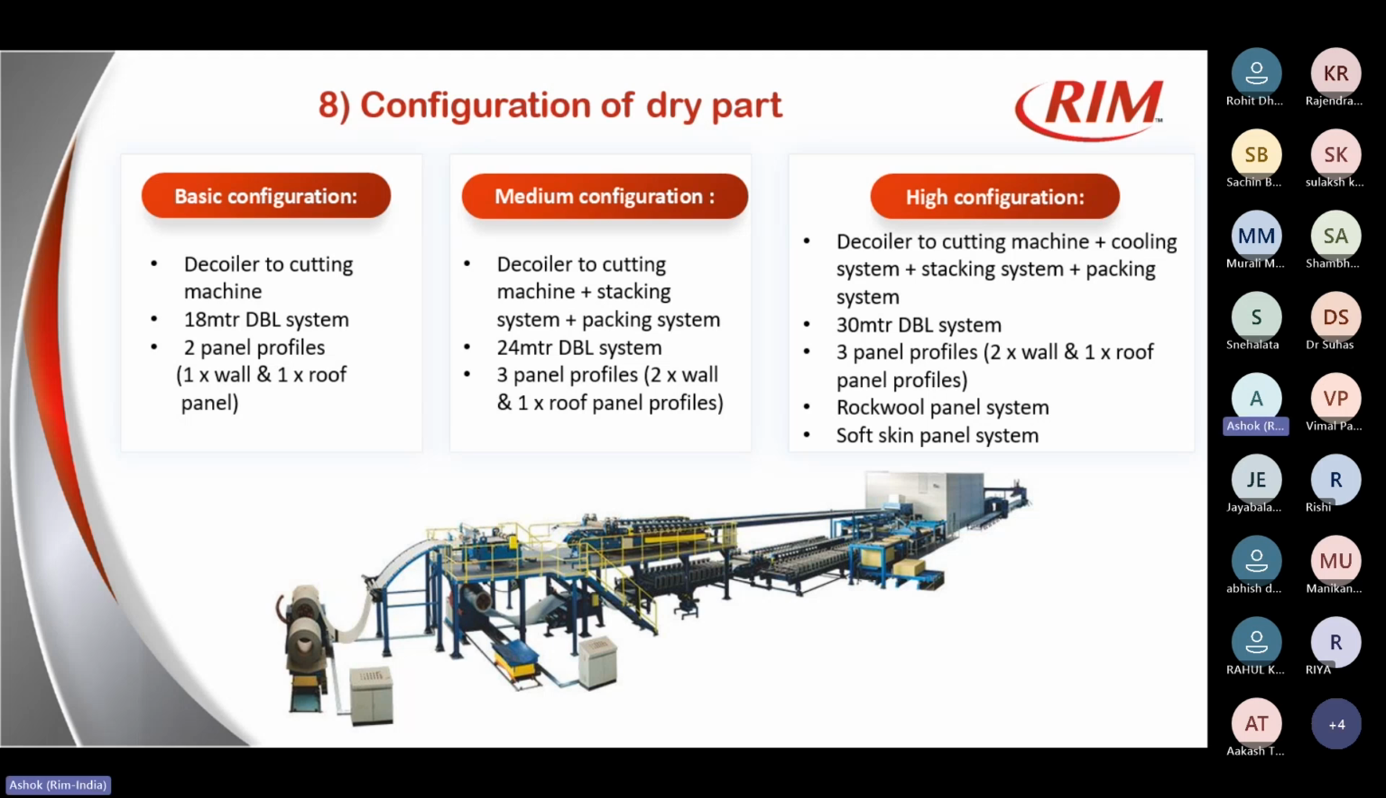Then high configuration wise, you can see from the decoiler to cutting machine plus cooling system, stacking system, and packing system. The double belt conveyor can be 30 meters in length, and panel profile wise, it can be two walls and one roof, or it can also be increased, depending on the end user's requirement. Then Rockwool panel comes into this configuration, and soft skin panel. So these are the main configurations for the dry part.